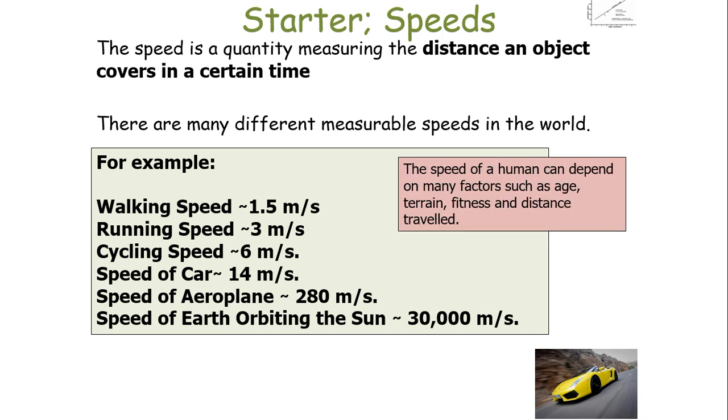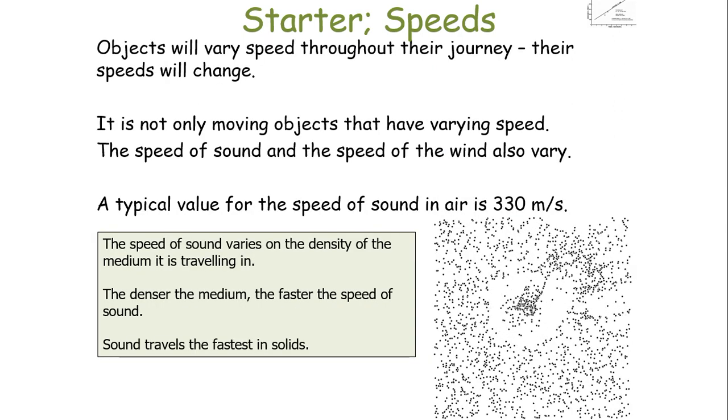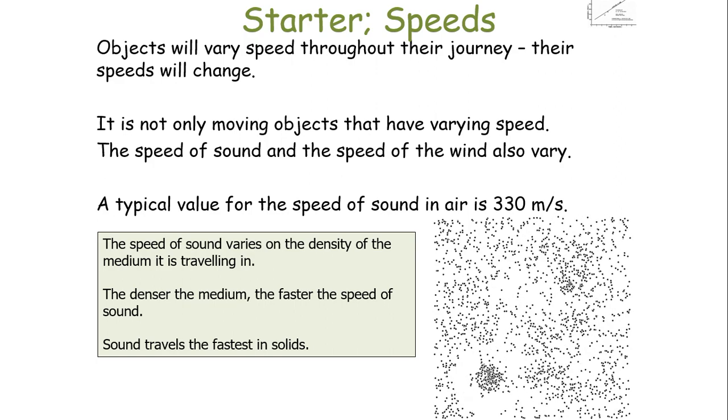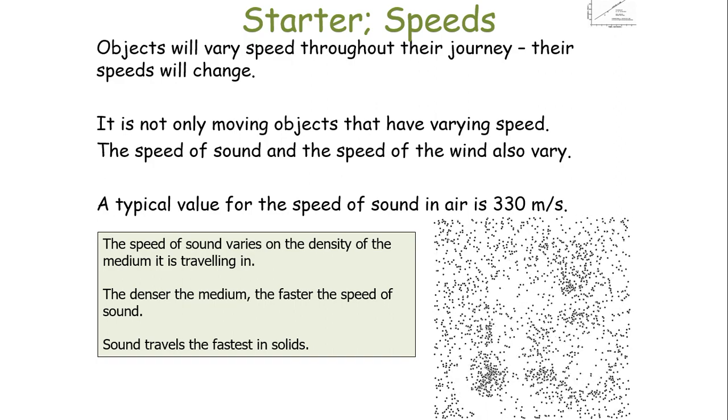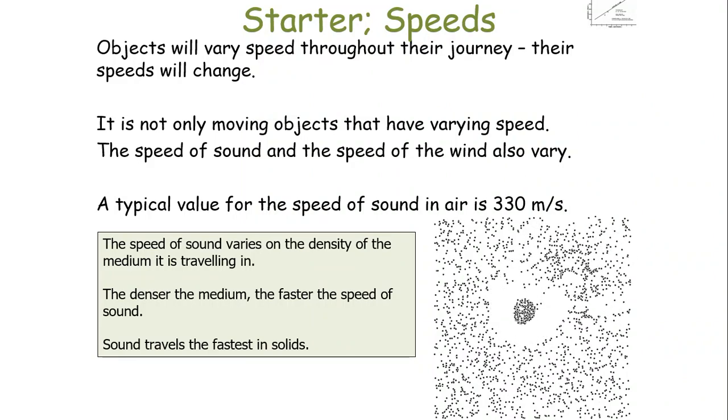Now, like we said before, the speed of a human can depend on many different factors. Objects can also vary their speed through their journey. So it's not only moving objects that can have a varying speed, but the speed of sound and the speed of wind can also vary.